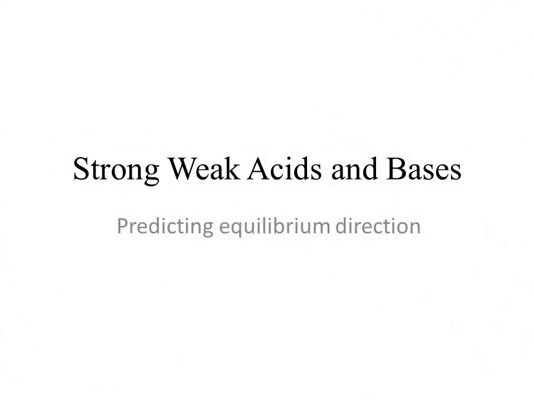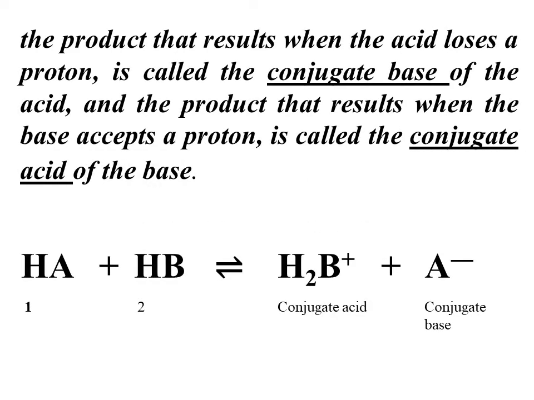Hello everyone. Our discussion is still on acids and bases, but this time it's about predicting equilibrium direction. Let us start with recalling our definitions. The product that results when an acid loses a proton is called the conjugate base of the acid. And the product that results when the base accepts a proton is called the conjugate acid of the base.